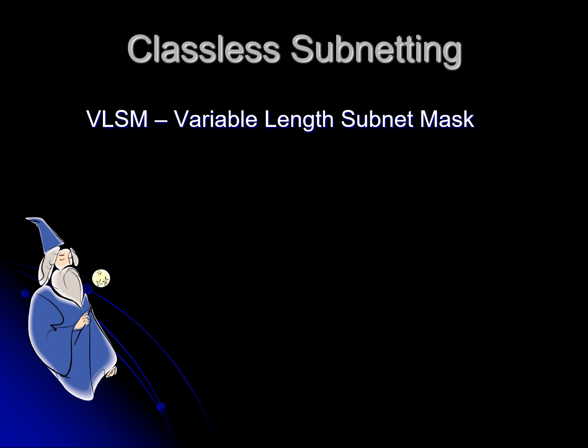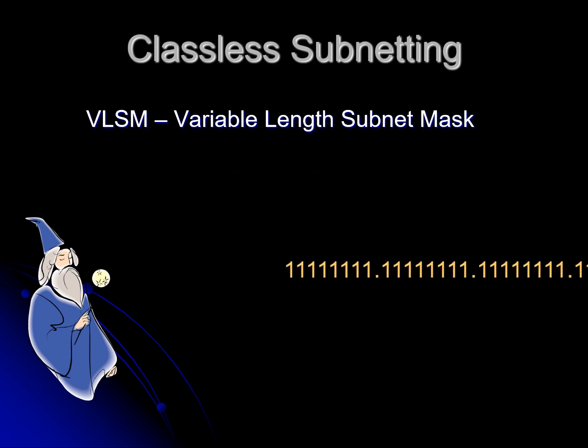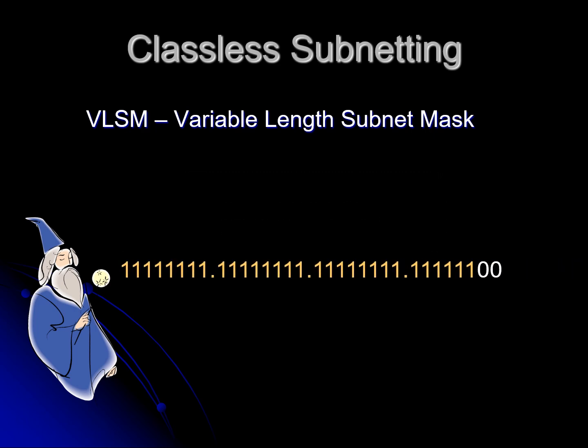So we've got our subnet address. Now we're going to look at the subnet mask. Since it's a /30 subnet address, the subnet mask will look something like that. Convert that to decimal, and your subnet mask for network A will be 255.255.255.252.